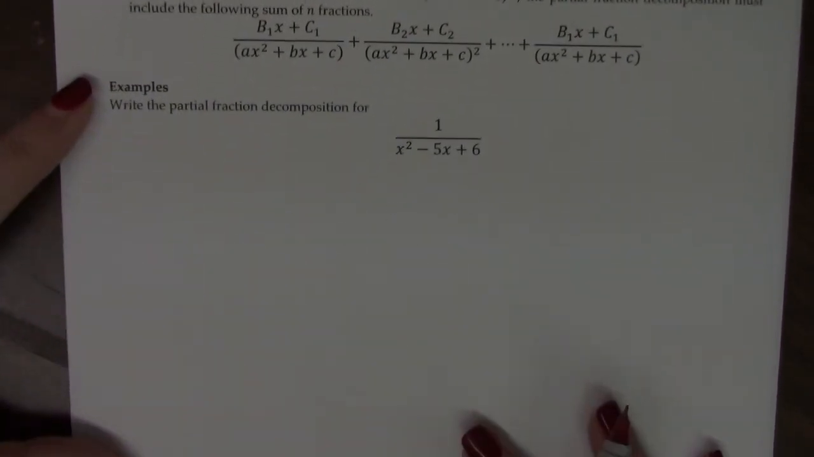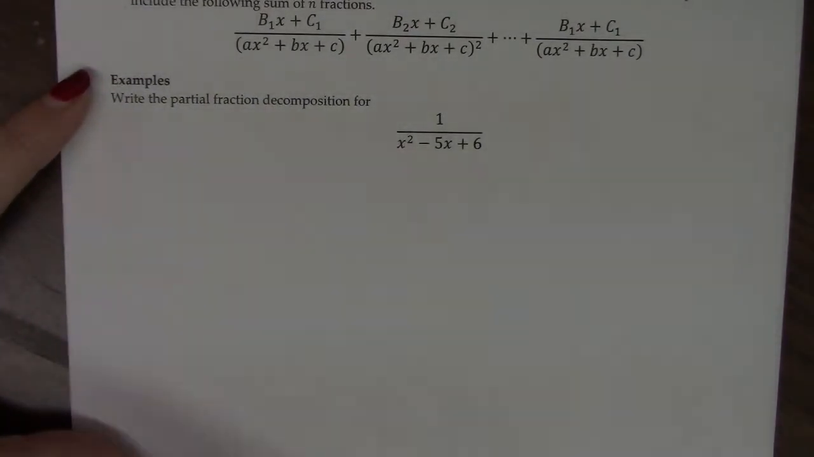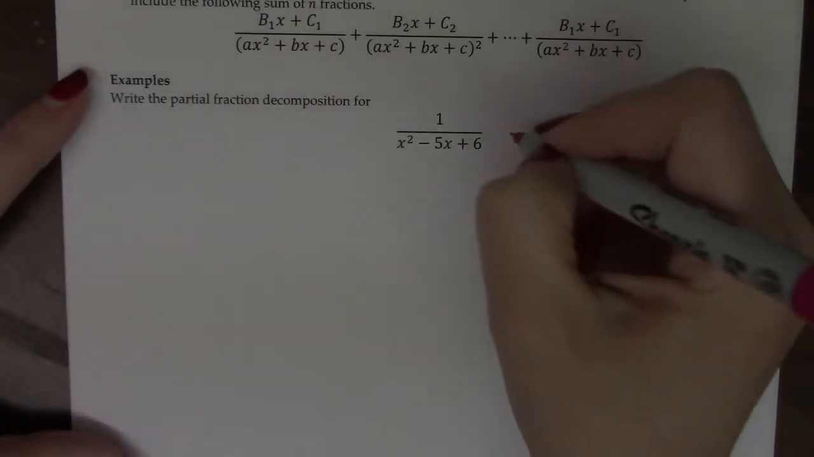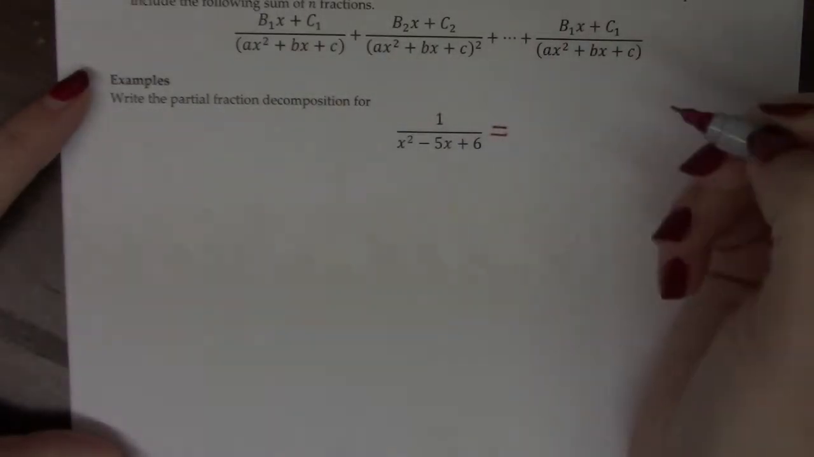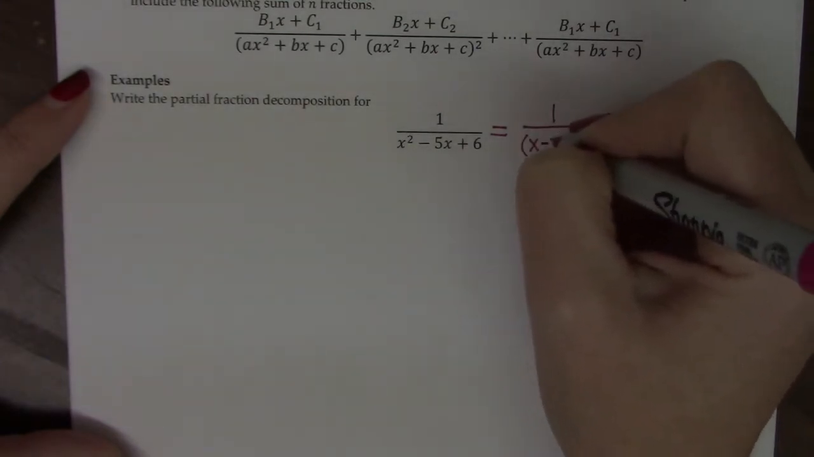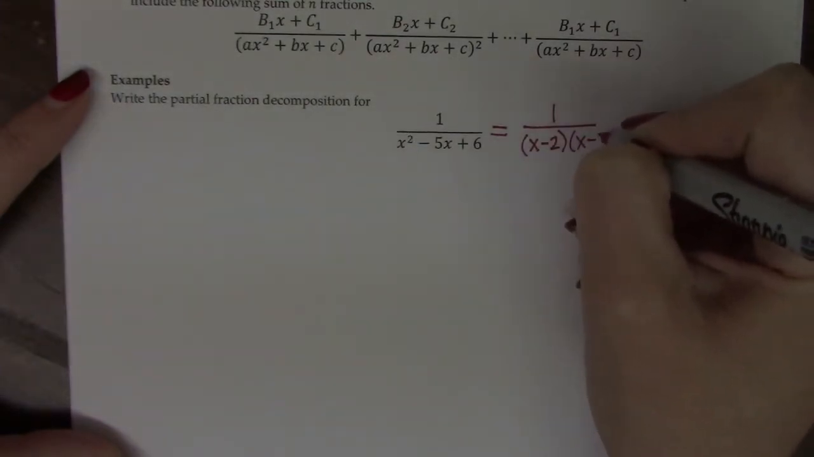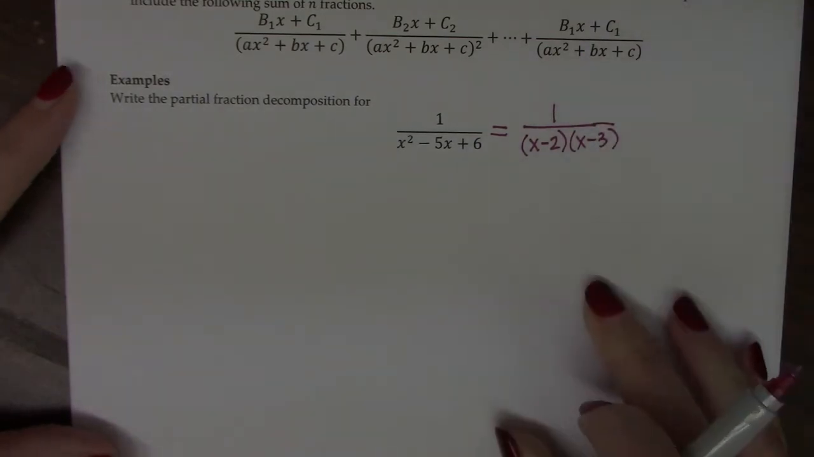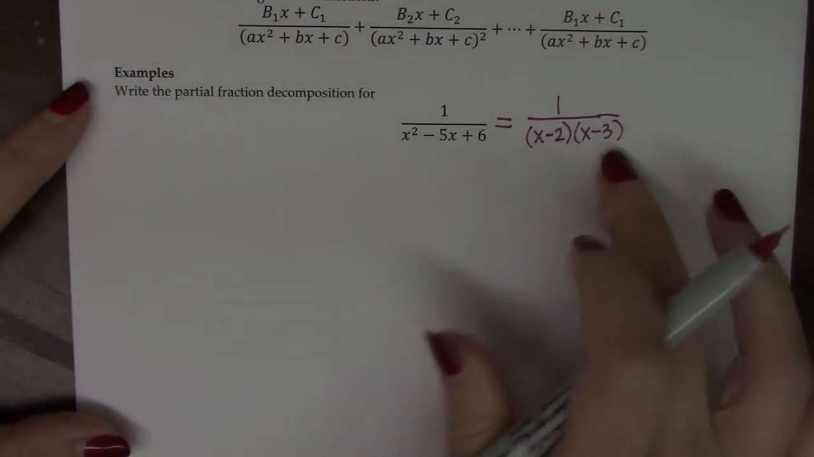So before we get into integrating, let's just look at how to break something simple up into partial fractions. So the first thing I have to do is factor the denominator. And this denominator factors into x minus 2 times x minus 3. So I only have two linear terms here.